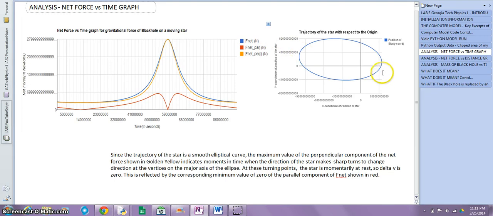At these turning points, the star is momentarily at rest, so delta V is 0. This is reflected by the corresponding minimum value of 0 of the parallel component of net force shown in red over here.